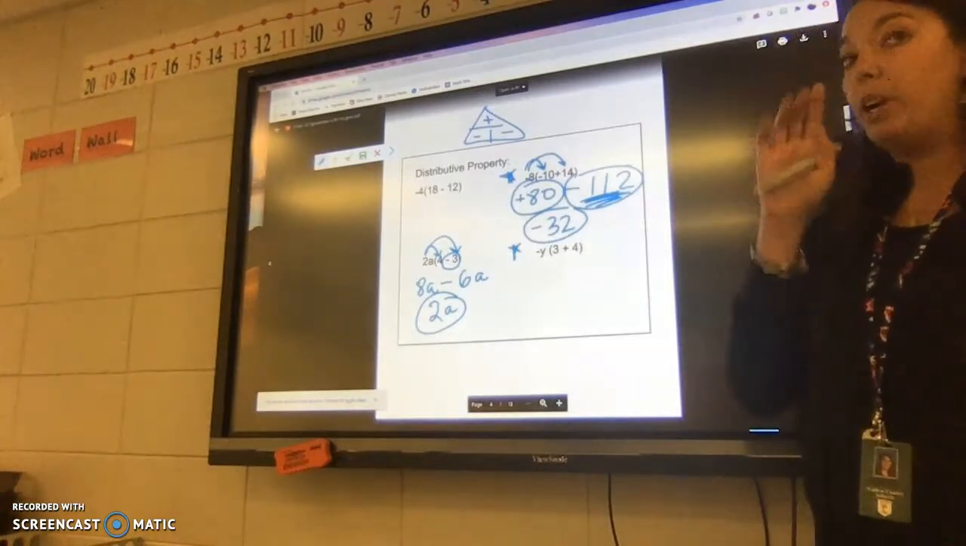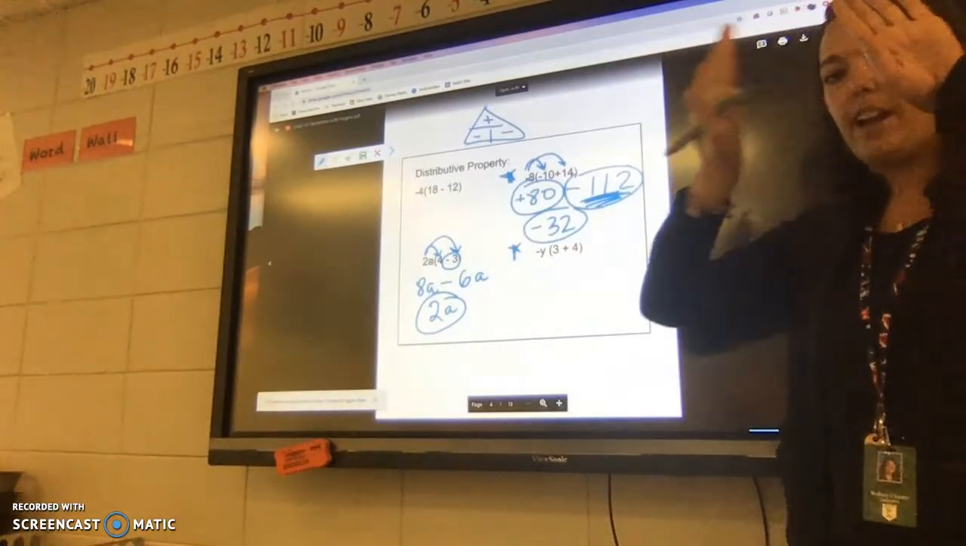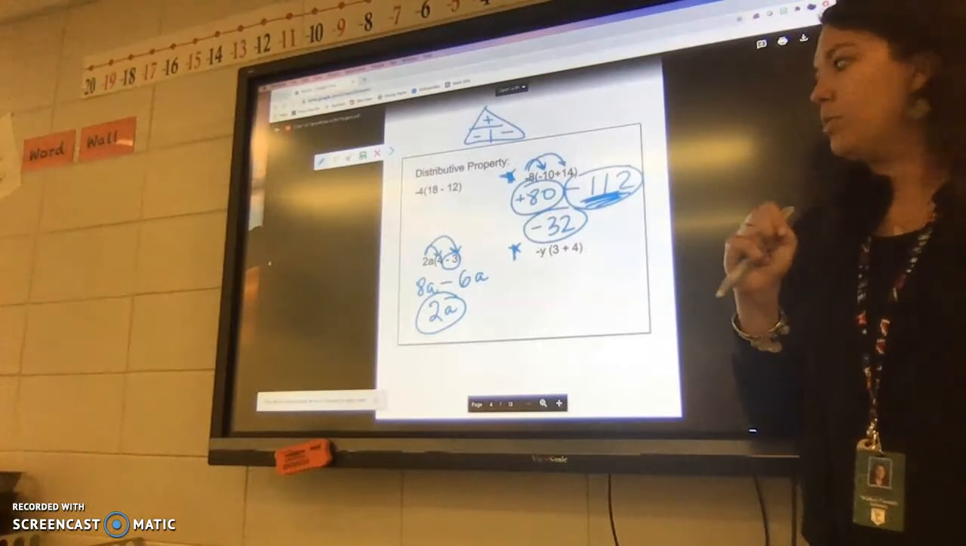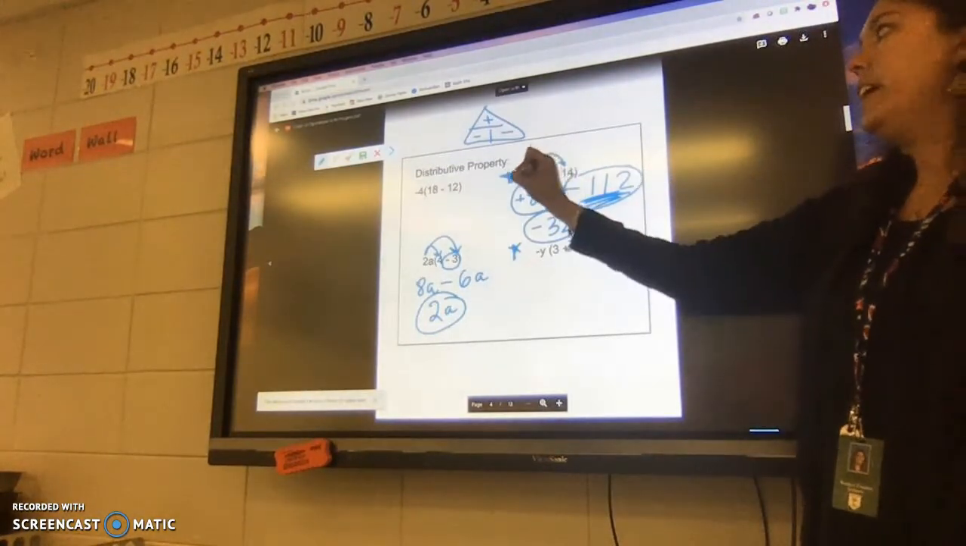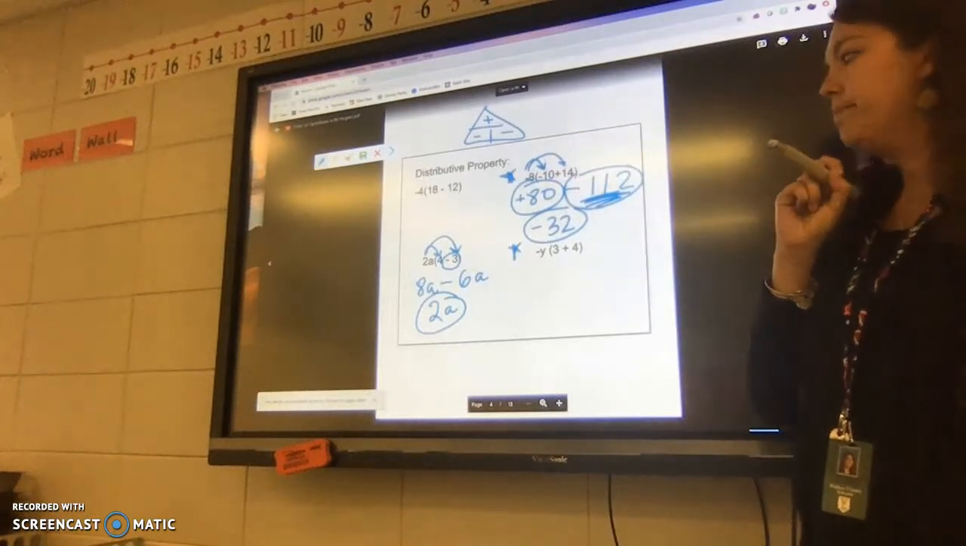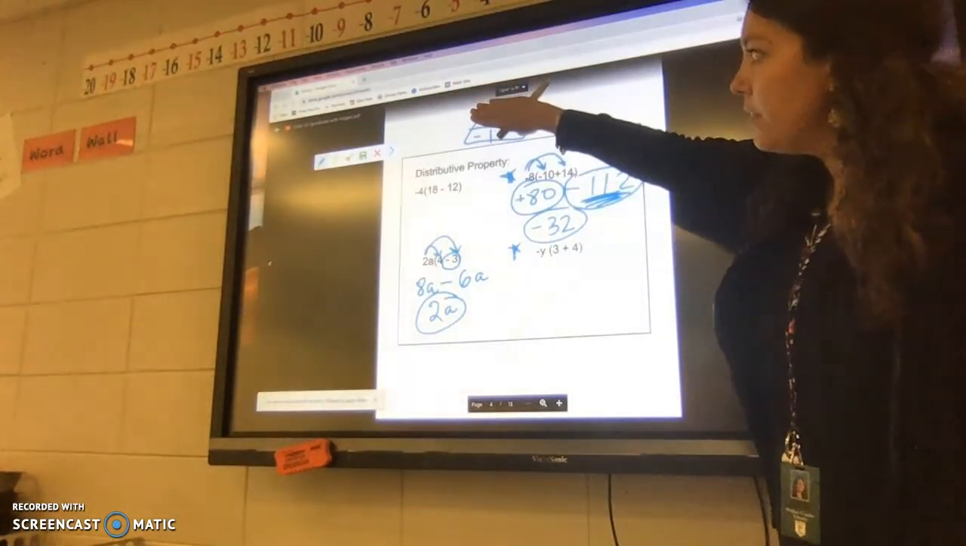That's where I'm saying you have to completely separate your adding and subtracting and your multiplying and dividing. I thought that was a positive. No, because it was a negative times a positive. So negative times a positive is a negative.